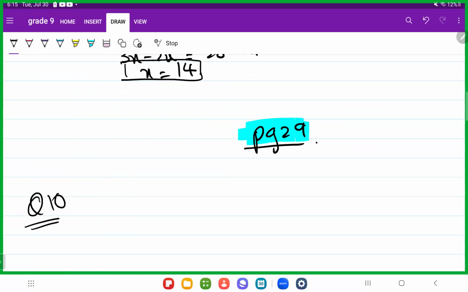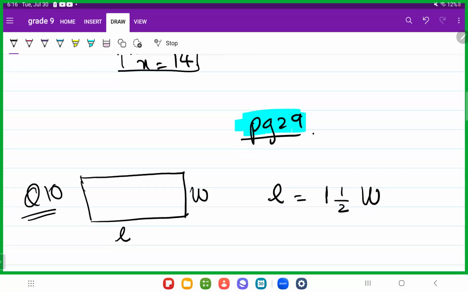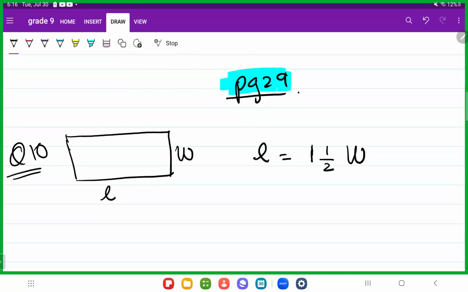It says the length of a conference room is 1.5 times its width. So this is my conference room. This is the length and this is the width, right? So they are saying that the length is 1.5 times the width. Make sense? Yes. Okay.